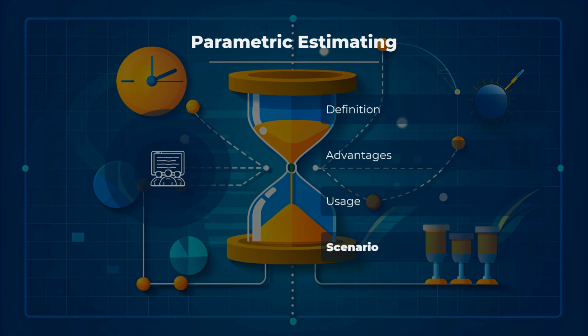Imagine an engineering firm estimating the duration of laying down a pipeline. They use data from previous pipeline projects and apply a mathematical model that considers the length of the pipeline and the type of terrain. This parametric estimating method allows them to provide a precise duration estimate based on these parameters.